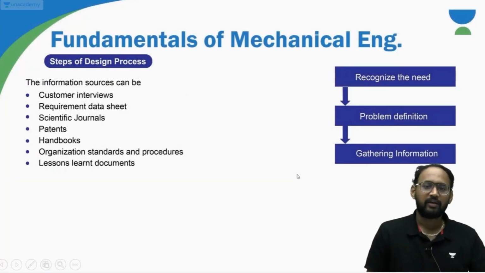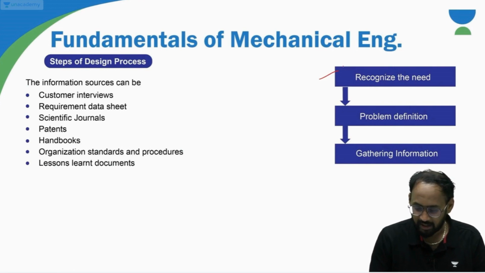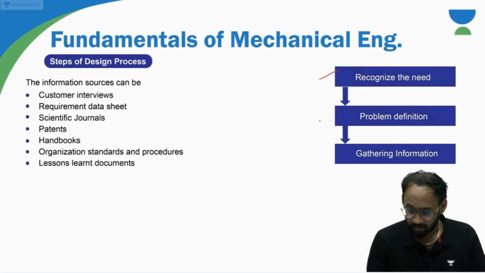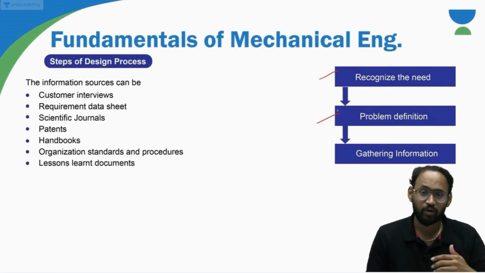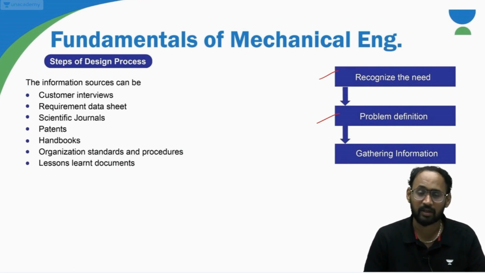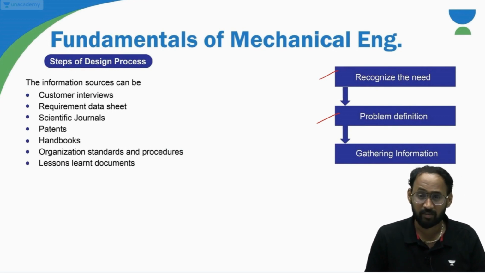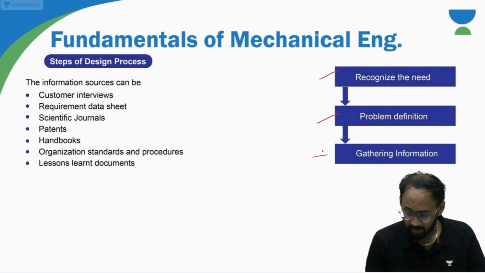The third step in the design process is gathering the information. So we covered recognizing the need, and then the next step of problem definition, wherein you define the problem, or the product specification, in a clear, concise and simple way. And the third thing is information gathering.